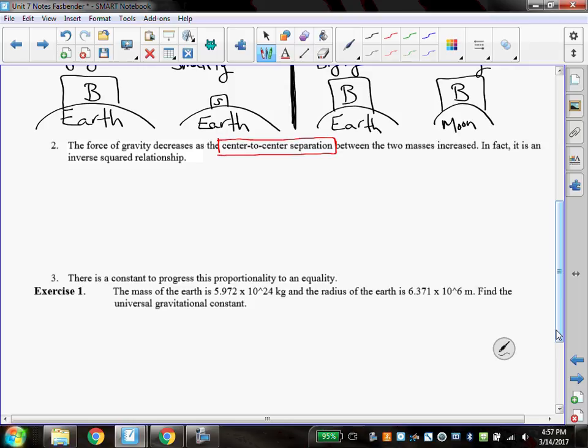So let's talk about another example here on Earth. If we maybe think about things falling on Earth, like perhaps, I don't know, an apple falling out of a tree, we know that that apple is going to accelerate towards the Earth. It accelerates at 9.8 meters per second squared, right? Yeah, we know that.